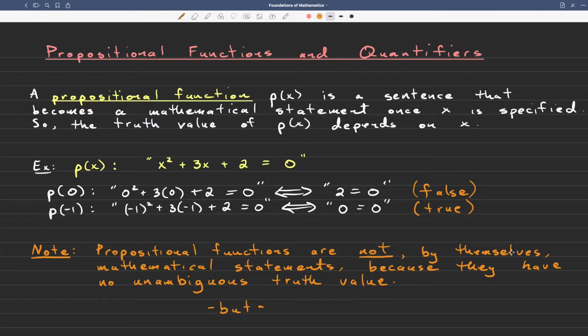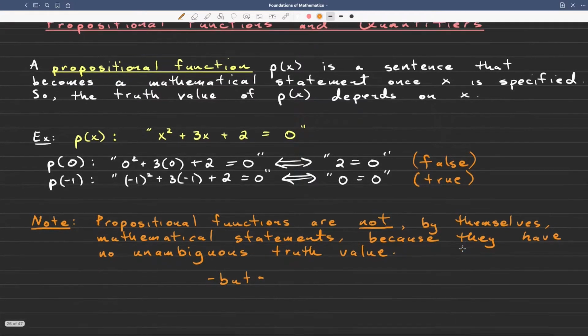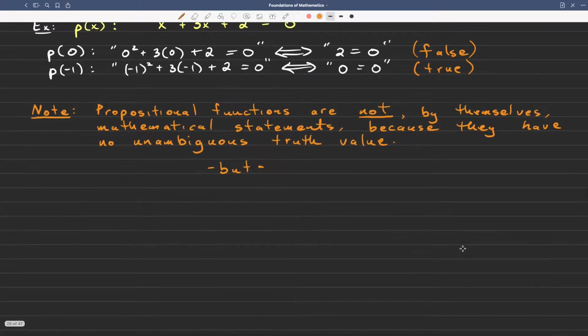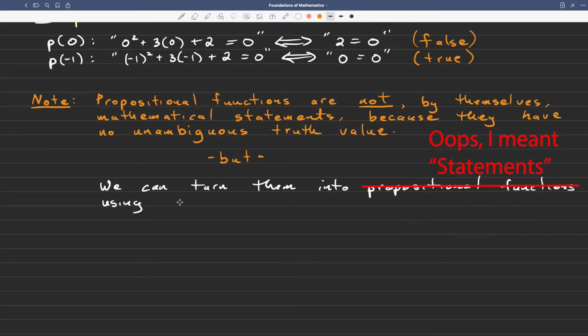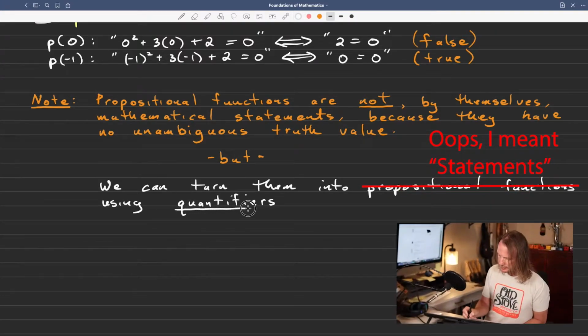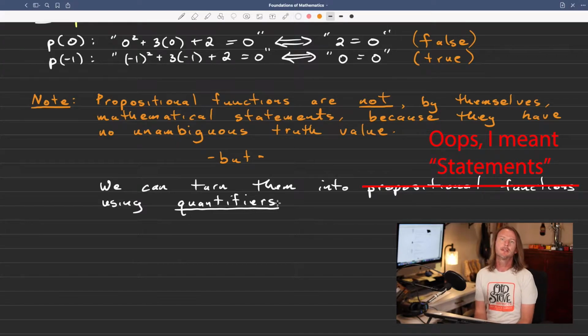We want to deal with statements because we want to do things with logic. Propositional functions aren't themselves mathematical statements, but we can turn them into statements using what are called quantifiers. The job of a quantifier is basically to specify what values of x you're talking about. And we really only have two kinds of quantifiers.